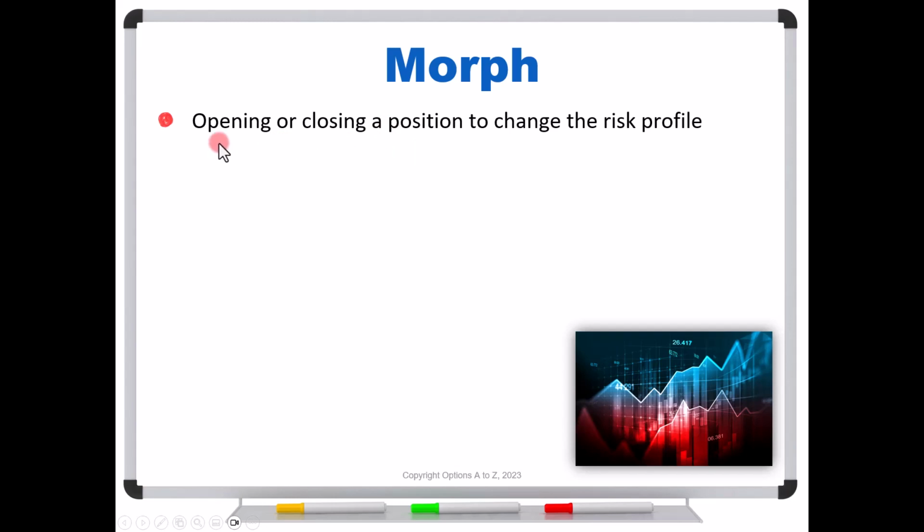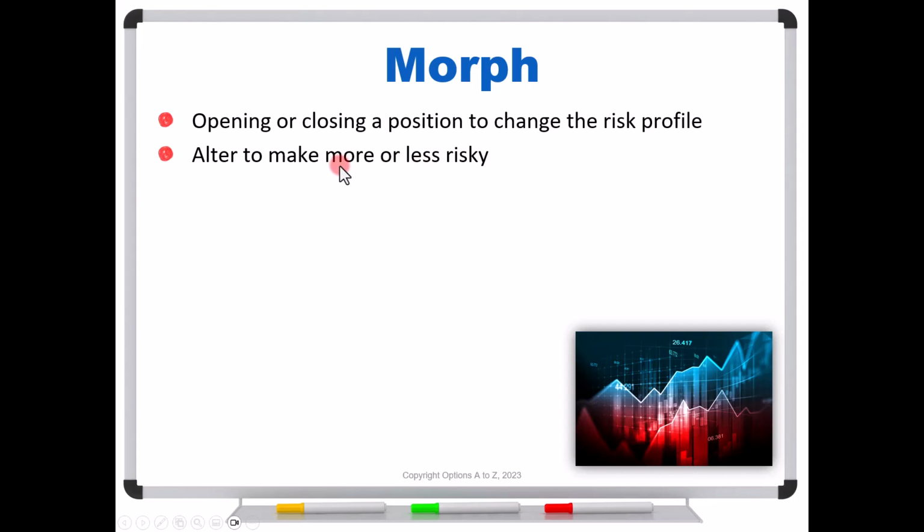In other words, you're either adding a new position to it, kind of adding on to it, or you're closing one of the existing legs in the position, and you're doing it to change the risk profile. You're doing it to change the shape of your risk graph. And the reason for doing it is that you are altering to either make it more or less risky. You're either trying to increase the chances for success or maybe trying to make it more speculative. There's a lot of reasons why we would morph a position.